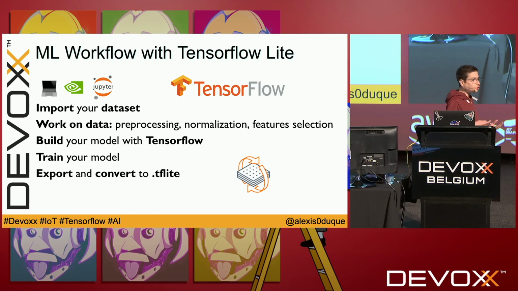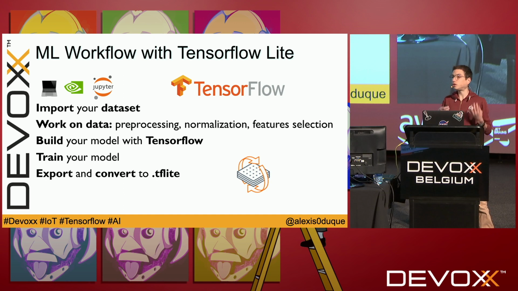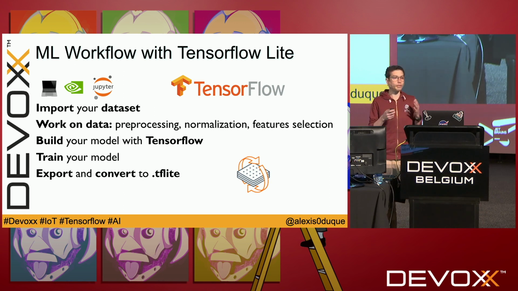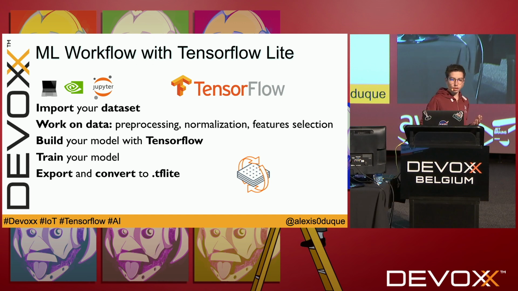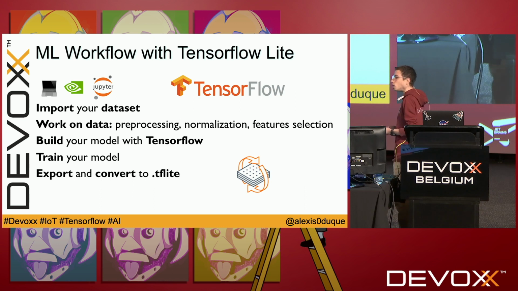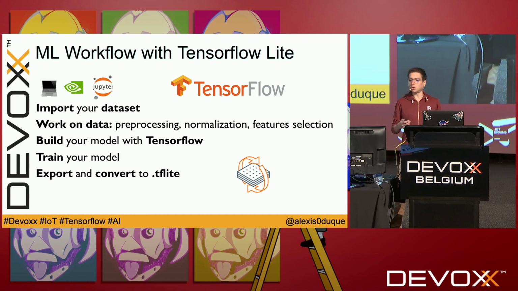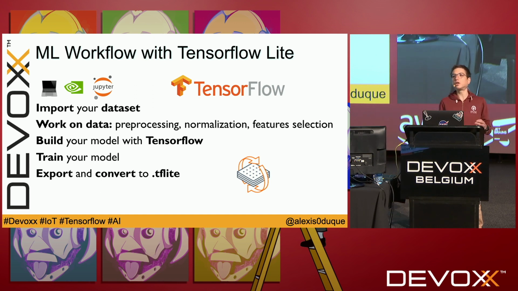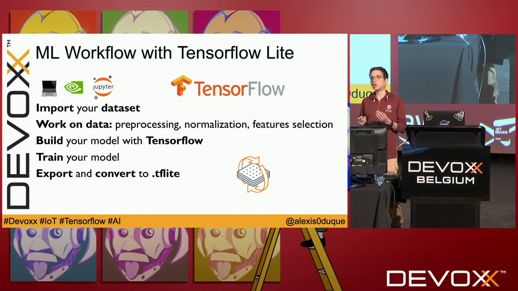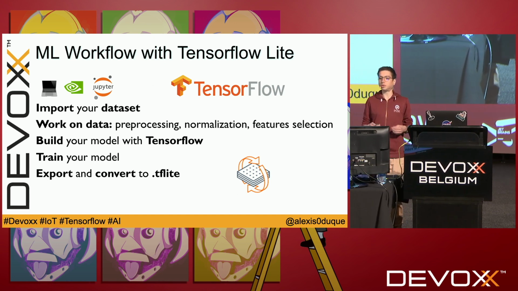So basically, what are the differences and what are the different steps you have to do with TensorFlow on your laptop and with TensorFlow Lite on your device. First, on your laptop, the classic workflow of machine learning is to import your dataset. You work on your data, you do some pre-processing, normalization, you select your features, then you build your model with TensorFlow, using the Keras API or another API. Then you train your model, you optimize everything you want, then you export it and convert it to TensorFlow Lite format with some optimizer.